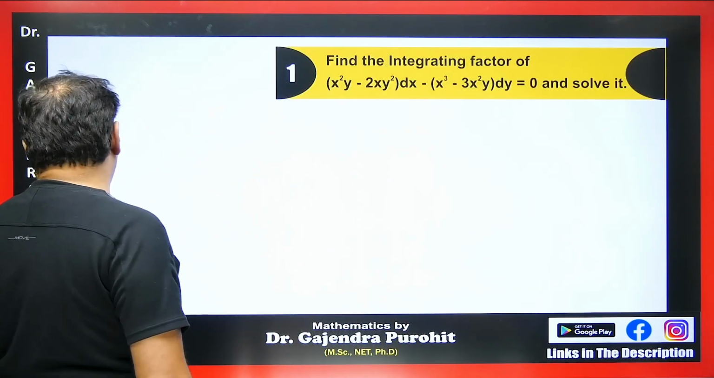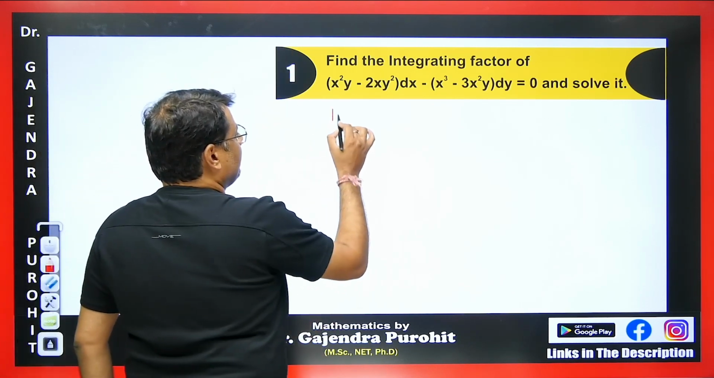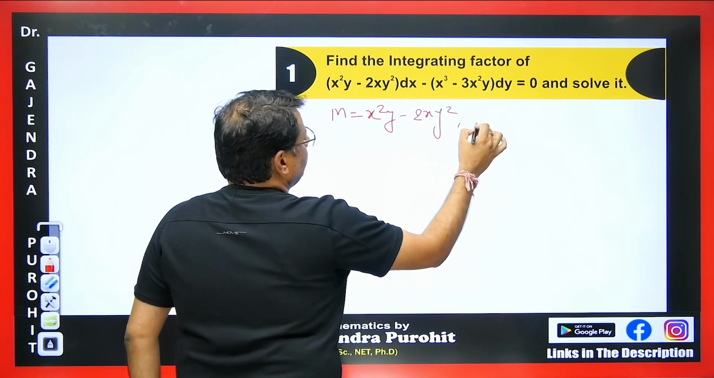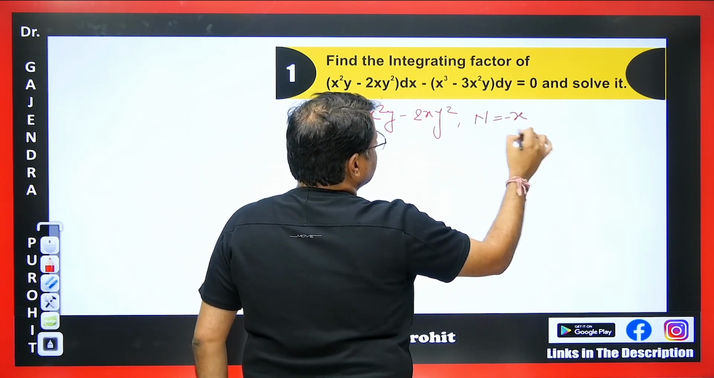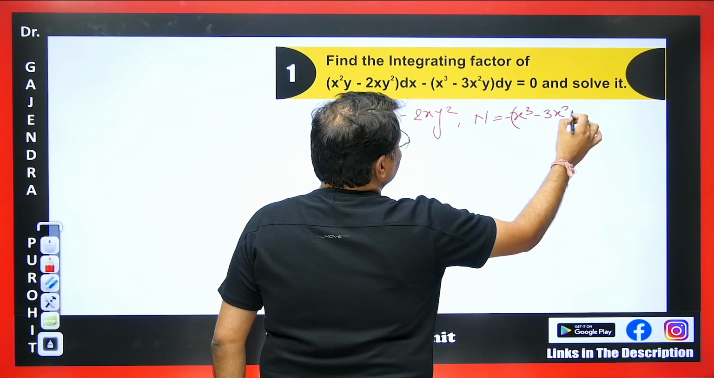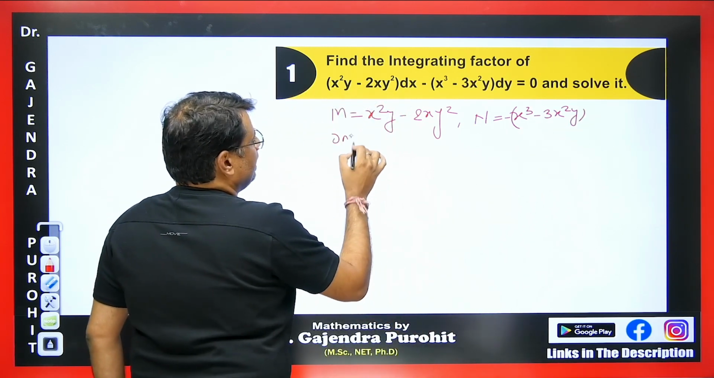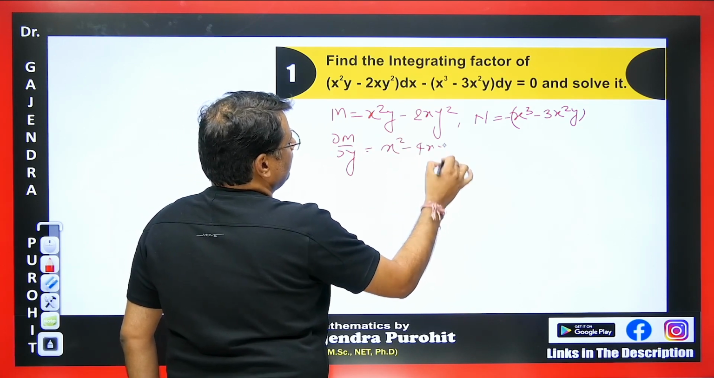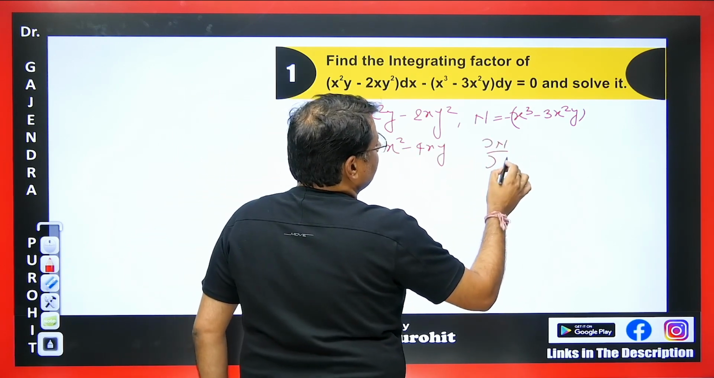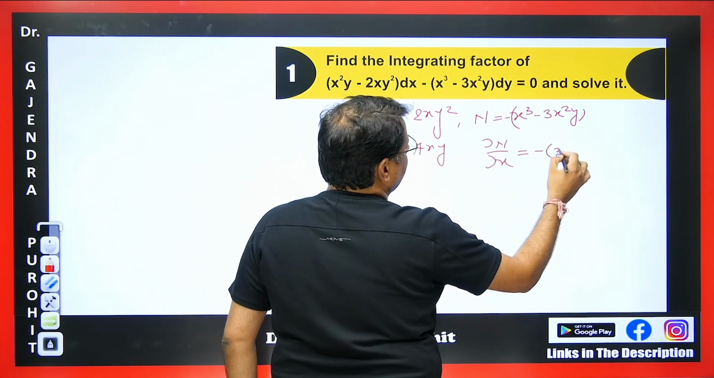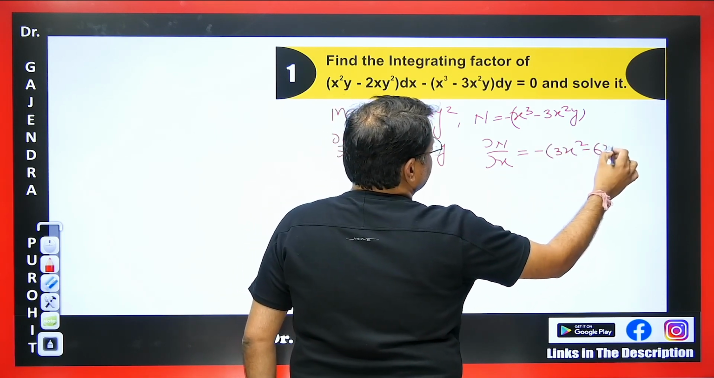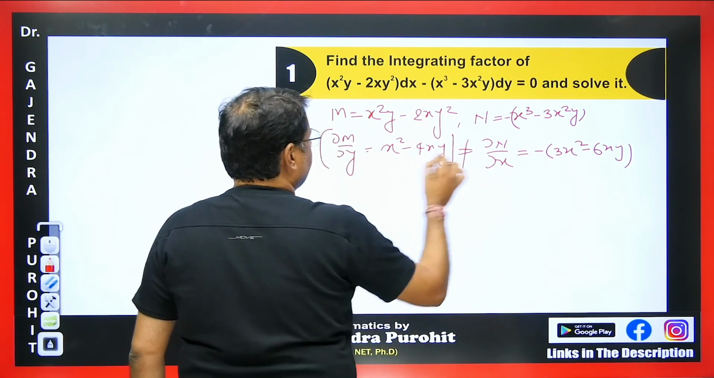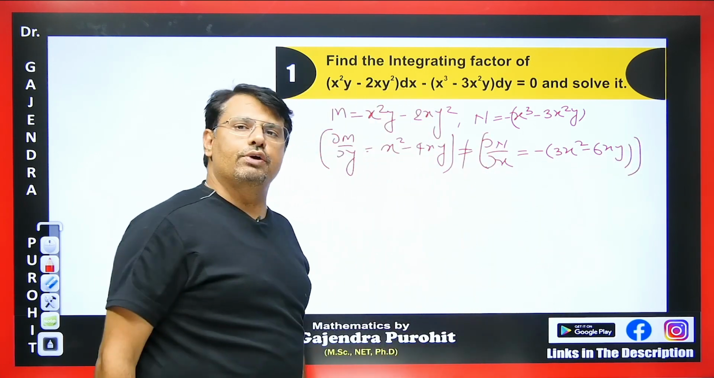Now the question is given. If we talk about M here, its value will be x square y minus 2xy square. And if we talk about N, its value will be minus x cube minus 3x square y. If you check the value of del M by del y here, what are we getting? It is x square minus 4xy. And if we discuss del N by del x, then minus is outside here and we will get 3x square minus 6xy. You can see that these two are not equal. This means this equation is not exact. So we will have to reduce this to an exact equation.